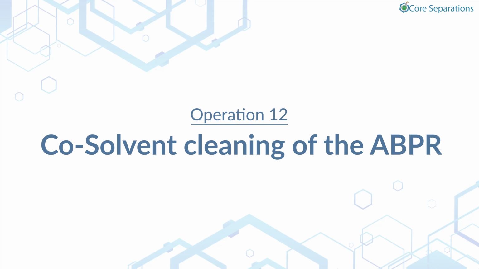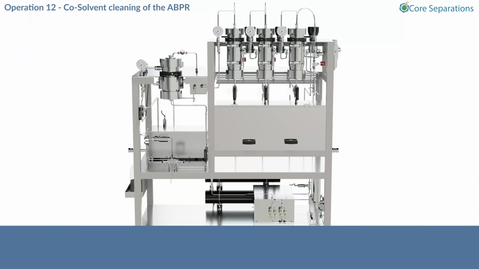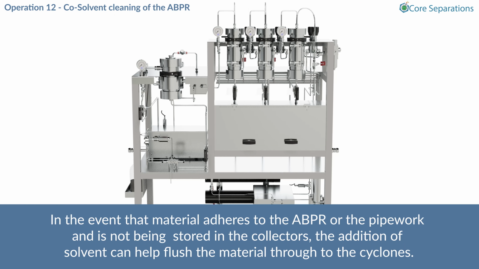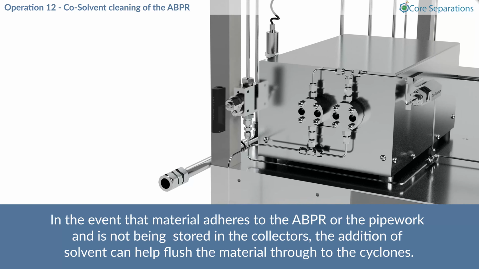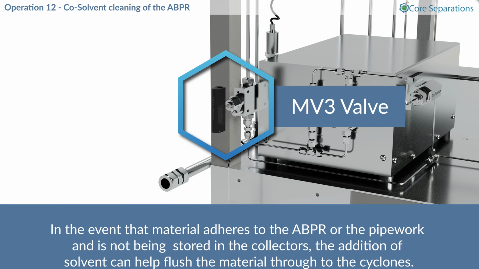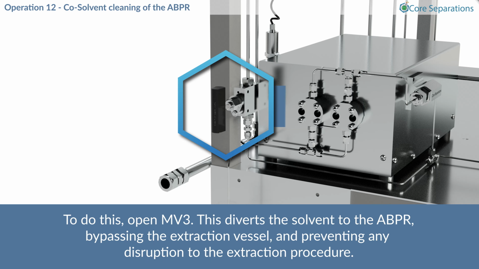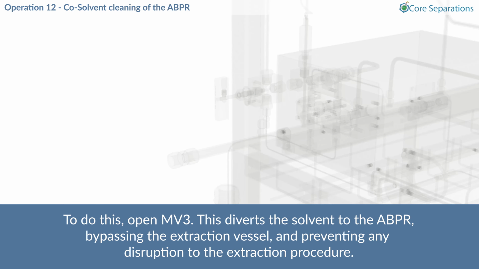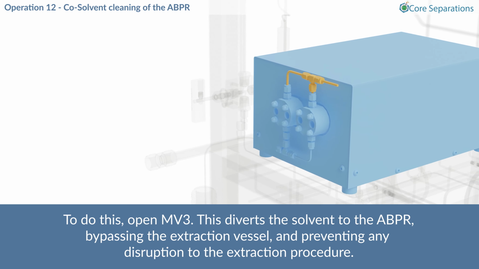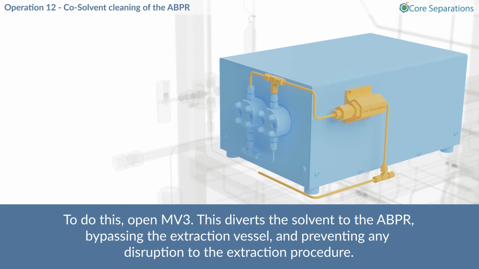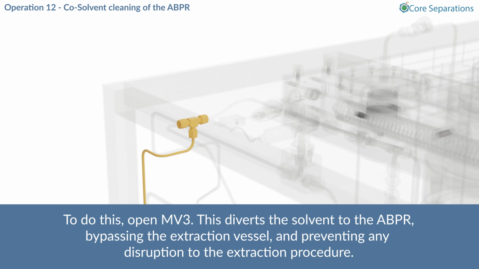Operation 12. Co-solvent cleaning of the ABPR. In the event that material adheres to the ABPR or the pipework and is not being stored in the collectors, the addition of solvent can help flush the material through to the cyclones. To do this, open MV3. This diverts the solvent to the ABPR, bypassing the extraction vessel and preventing any disruption to the extraction procedure.